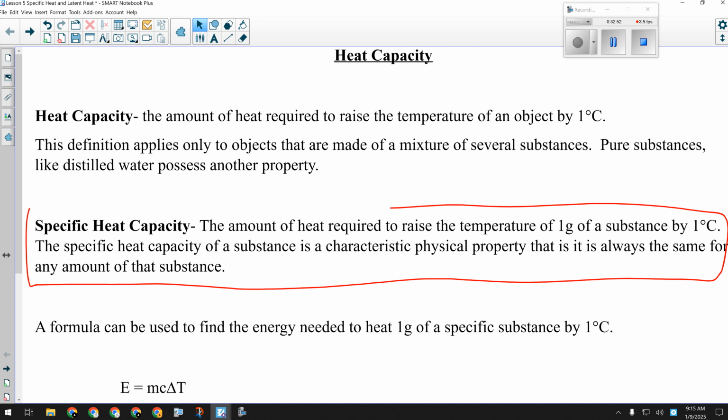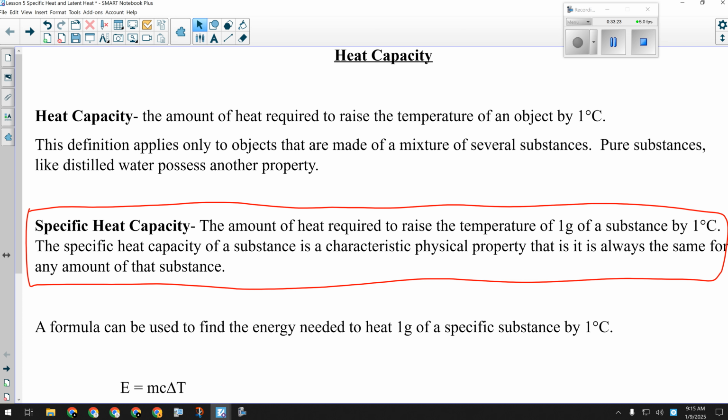Now, specific heat capacity is a physical property. That means every material has a different specific heat capacity. Just like when we were doing that lab way back in chemistry where we were trying to identify the unknown compounds based on their physical properties, this is a physical property. It would be unique or specific to each material. Every element, every compound is going to have a slightly different specific heat capacity.